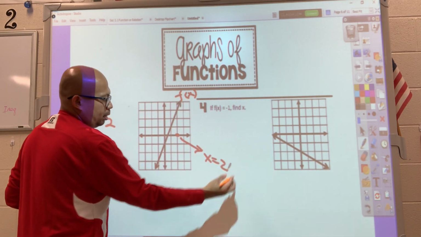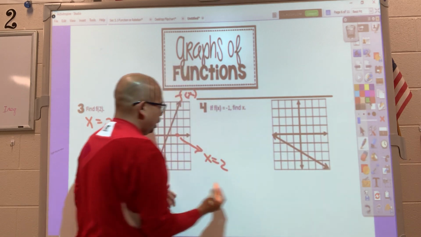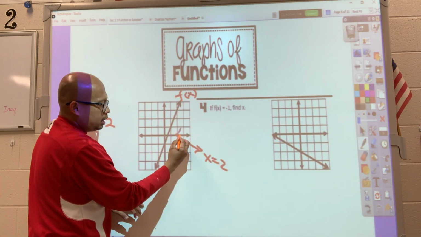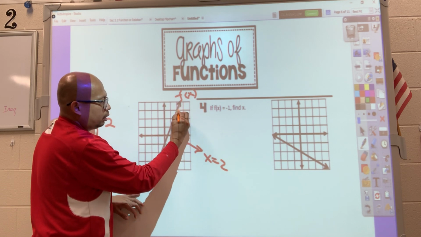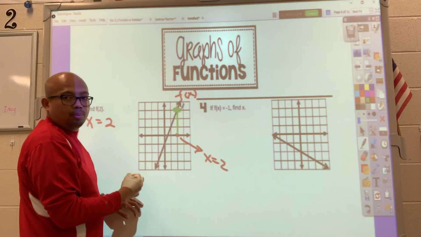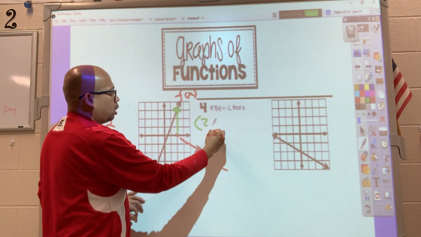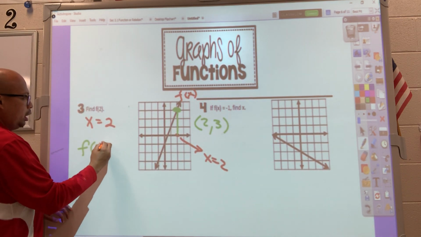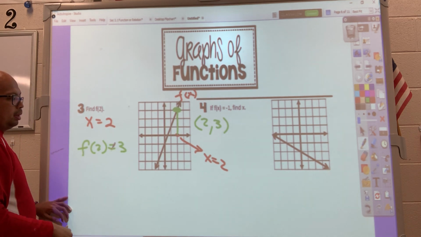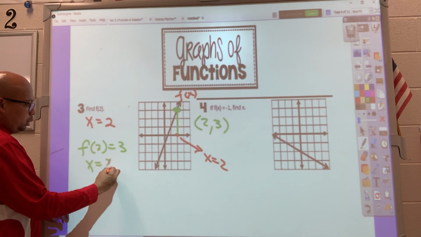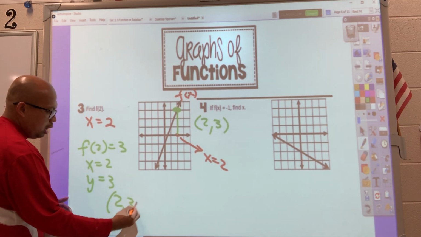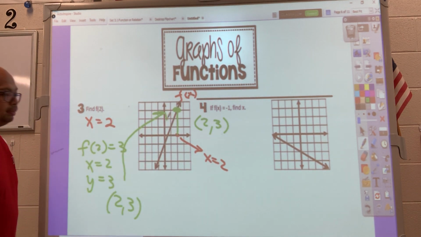x equals 2 there. Find the line that crosses the f of x. This is a 2. It's going that direction. What is that green point? That green point is 2, 3: 1, 2, 3. So therefore, f of 2 is equal to 3. That means when you plug in x equals 2, the value of y is 3. That's why the point there is 2, 3, which is that green point over there.